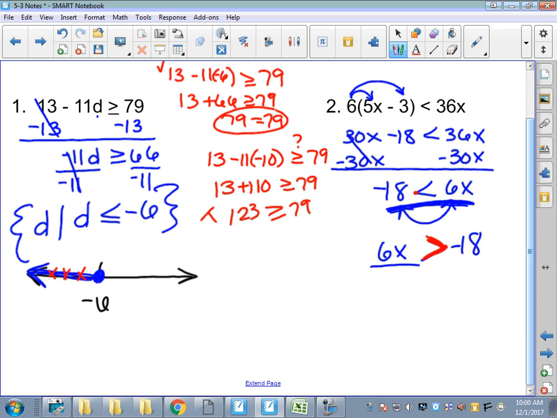So I'm going to divide by 6, divide by 6. It's a positive 6 that I'm dividing by. So x is greater than negative 3. Put it in set builder notation.